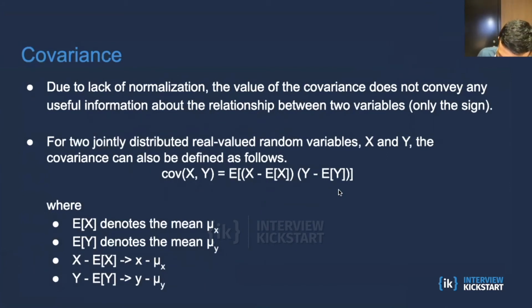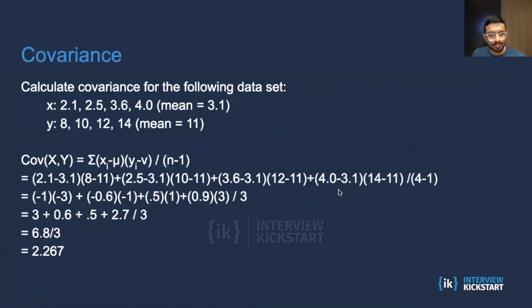The strength of the relationship between two variables. And when we're talking about two jointly distributed random variables, x and y, we can define the covariance in terms of the expected value of the product of the differences between x and y and their means, as shown over here. So let's take a little bit of an example.